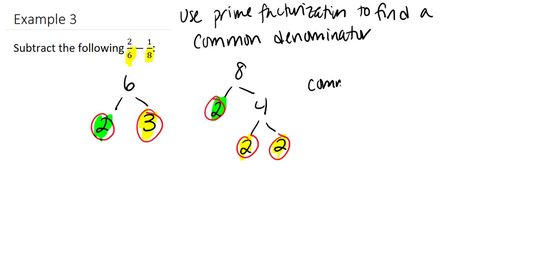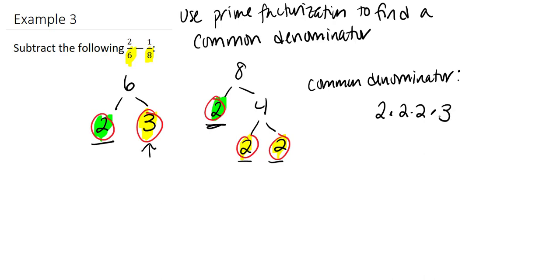So our common denominator is going to be 2. So from this 2, then we have an additional 2 that we need to consider. And then we have this 3.